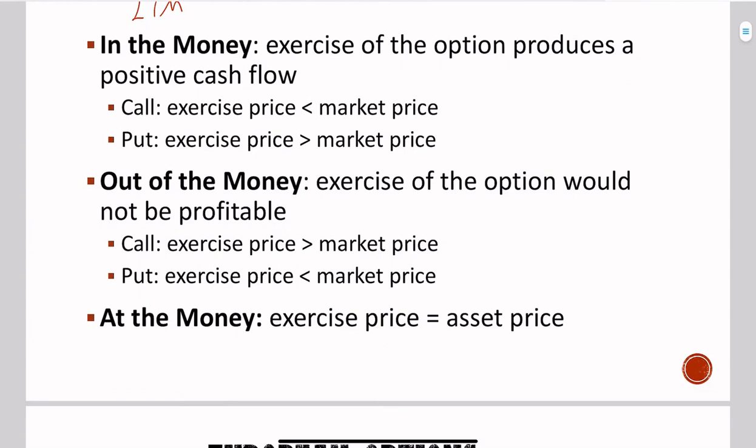And then the opposite side is out of the money, right? So it's OTM. Of course, for a call, if exercise price smaller than market price implies this call is in the money, then exercise price larger than the market price implies this call is out of the money. And then we have the third special case, which is at the money. So basically, when exercise price equals asset price, then this call is at the money.